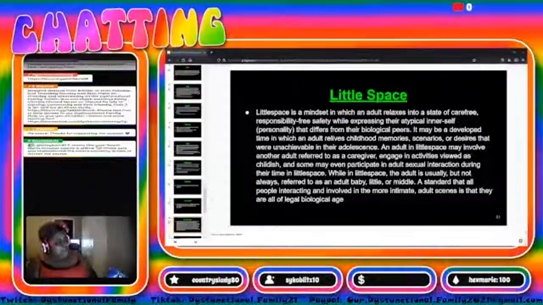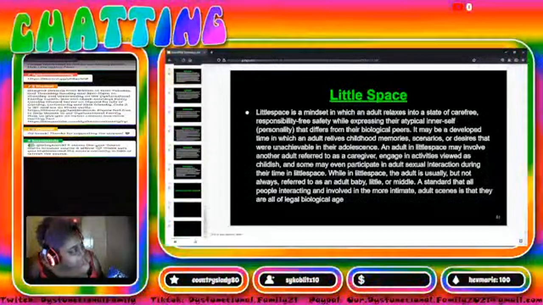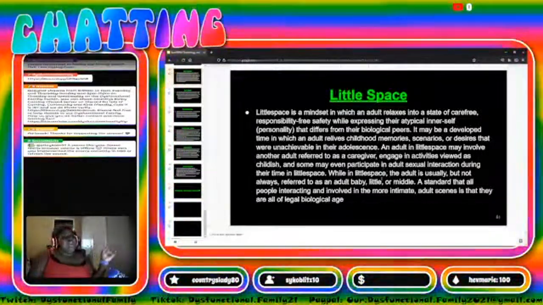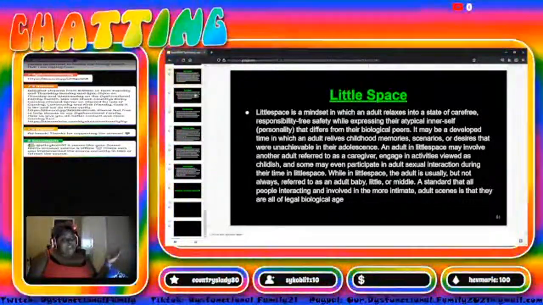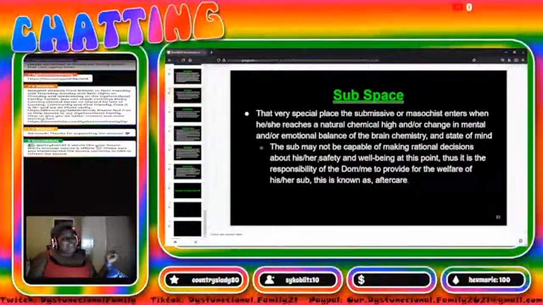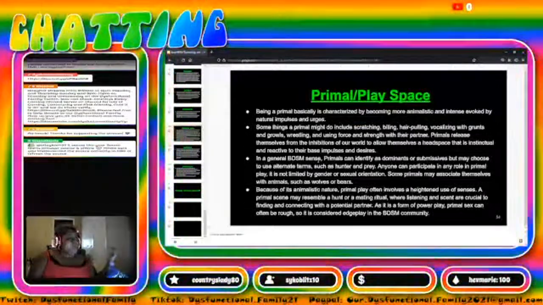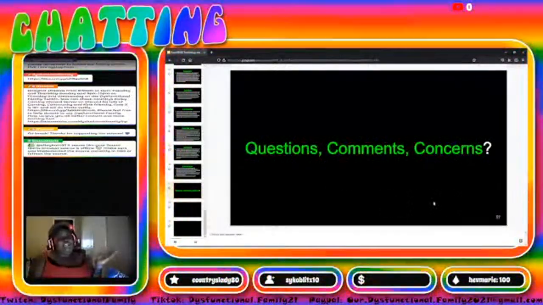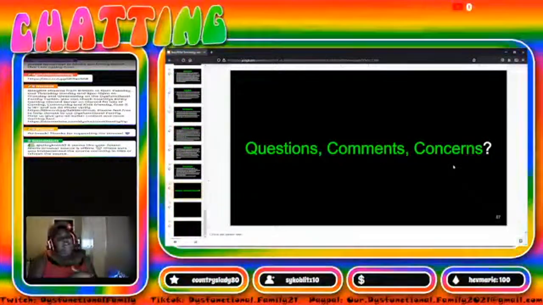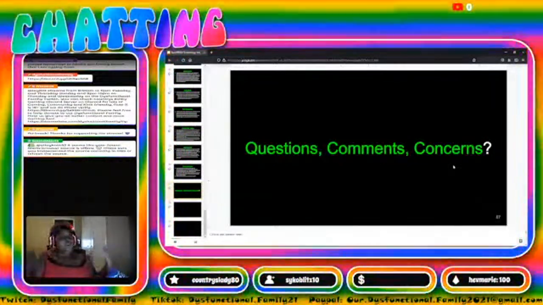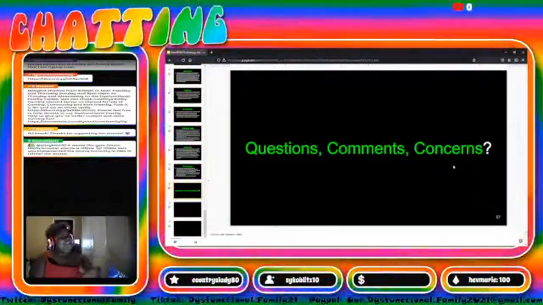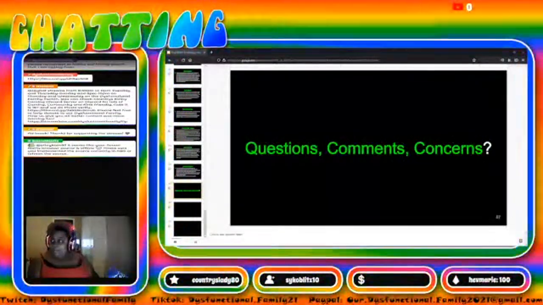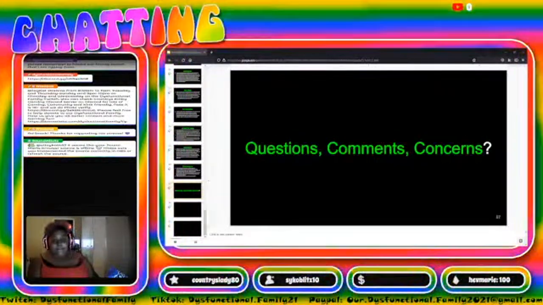Little space. How many more slides do I have? Holy Jesus! That's why I said let's stop after. So, I'm not going to go into these different types of spaces, but we have little space, we have subspace, we've got pet space, primal space, slave space, dom space. There's so many different types of spaces. If you do have questions on them, I am so willing to sit down and talk with you about it, but I think that's a good space to kind of stop. Oh, we're done now.